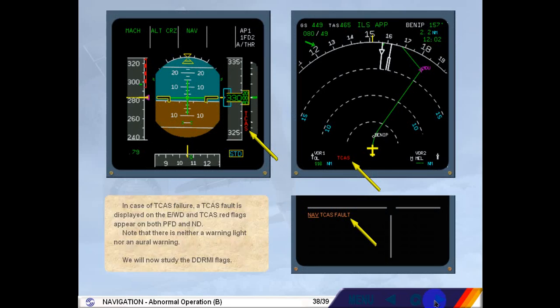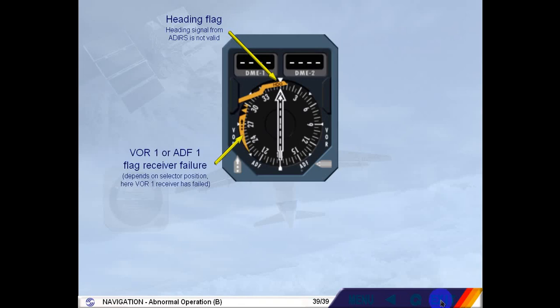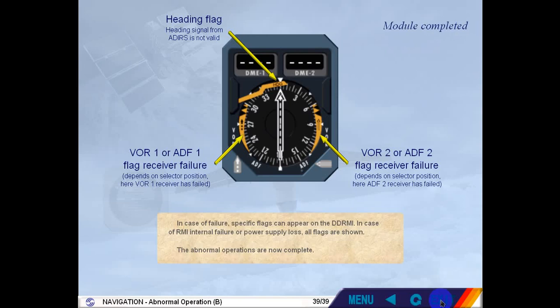We will now study the DDRMI flags. In case of failure, specific flags can appear on the DDRMI. In case of RMI internal failure or power supply loss, all flags are shown. The abnormal operations are now complete.